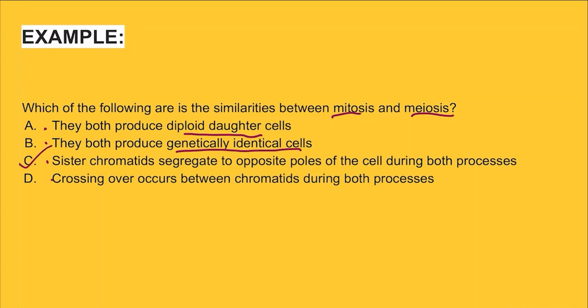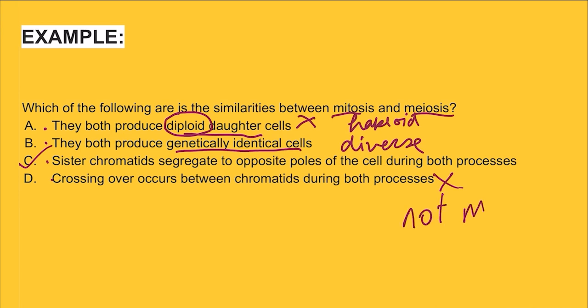The answer would be C. Sister chromatids segregate to opposite poles of the cell during both mitosis and meiosis. A is incorrect because mitosis produces diploid daughter cells, while meiosis produces haploid daughter cells. B is incorrect because mitosis produces genetically identical cells, but meiosis produces genetically diverse cells due to crossing over and independent assortment of the homologous chromosome. D is incorrect because crossing over occurs between homologous chromosomes during meiosis, but not during mitosis.